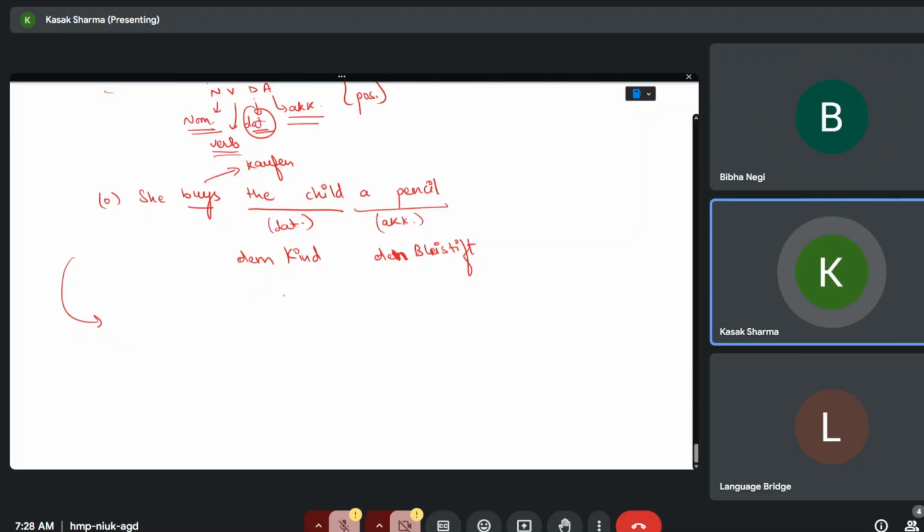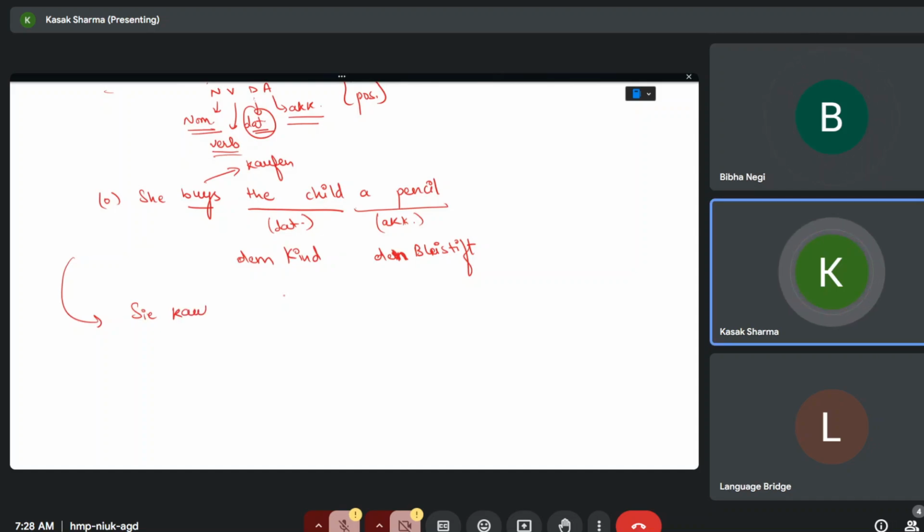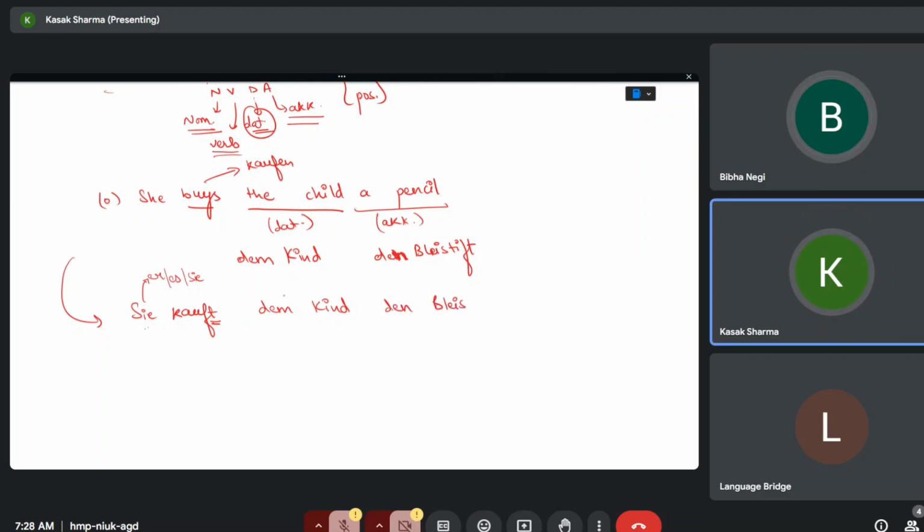Now, can you try this one? She buys the child a pencil. Sie kauft, conjugation: kauf, and for sie it is t. Sie kauft dem Kind einen Bleistift. Okay. Any doubt with the wechsel verbs?